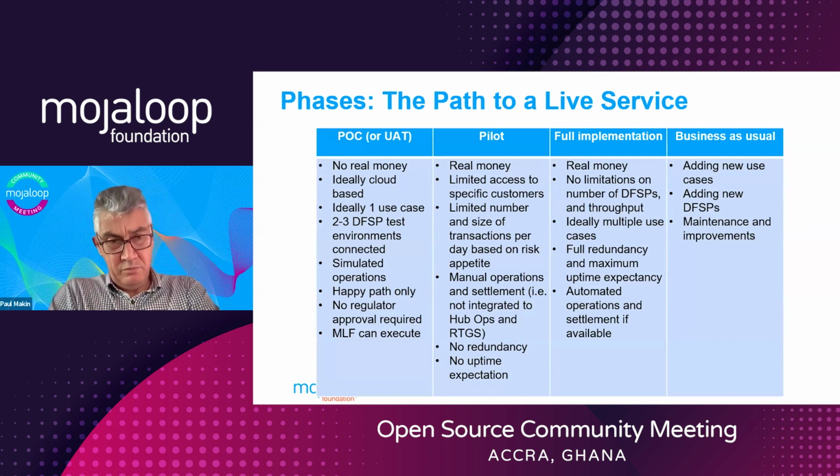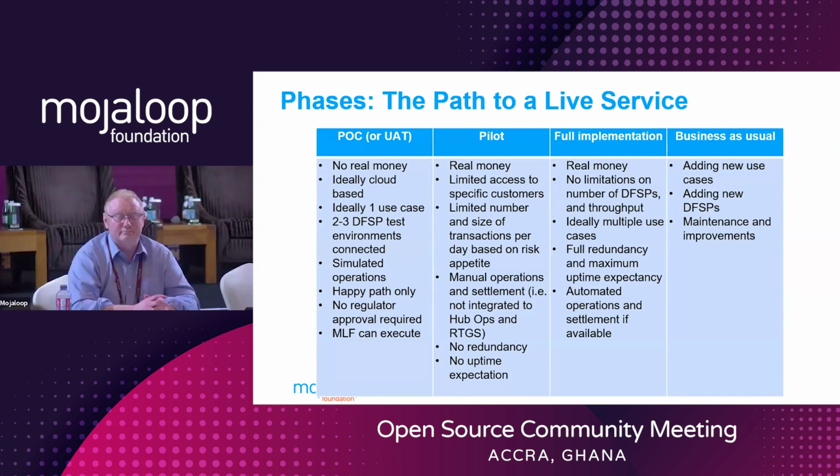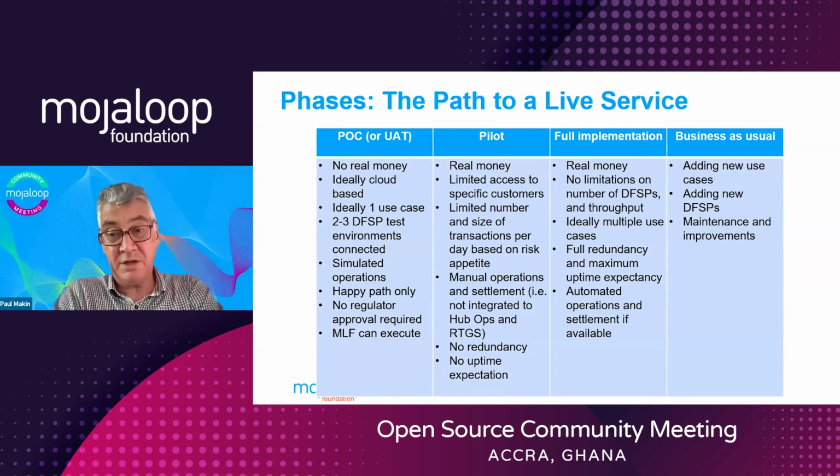Regulators: no regulatory approval is required for any of this, that's fine. But at this point, if you're talking about any kind of substantial deployment, this is the point where you need to start talking to the regulator, get them involved, and make sure they're happy with what you're planning to do. The Mojaloop Foundation can actually execute much of the proof of concept for you, but in collaboration with your engineering teams.